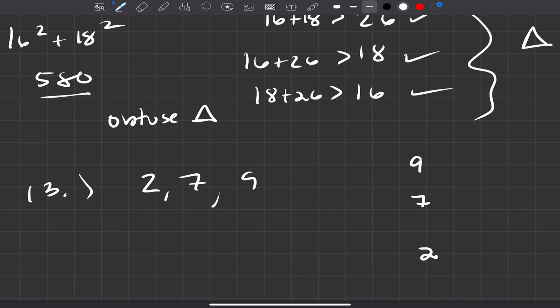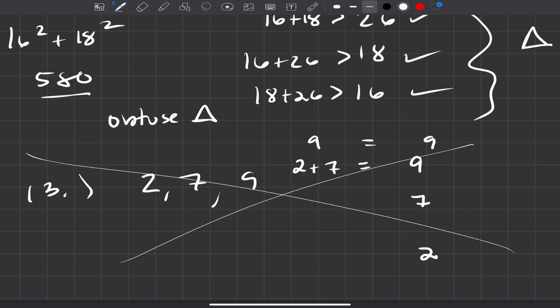Our last problem for today, 9, 7, 2. What are the two numbers not 9? 2 plus 7. Is 2 plus 7 greater than, less than, or equal to 9? Well, that's going to be equal to 9. Since 9 is equal to 9, you cannot form a triangle and you stop there.